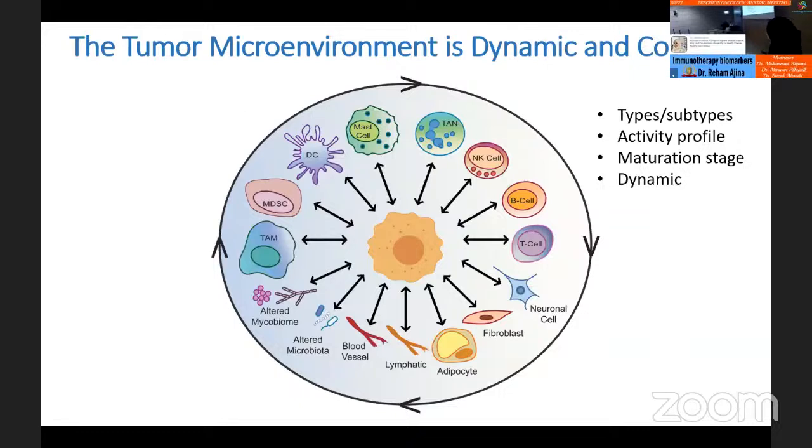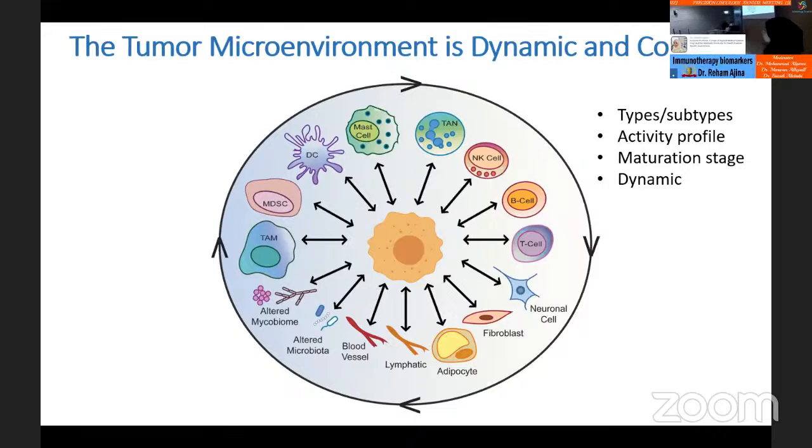We have many immune cells, such as tumor-associated macrophages, MDSCs, dendritic cells, mast cells, tumor-associated neutrophils, NK cells, B cells, and T cells. Each one of these cells has different types and even subtypes, and they can change from one subtype into another. We also have neuronal cells, fibroblasts, adipocytes, lymphatics, blood vessels, altered microbiota, and altered microbiome. We also have the non-cellular components of the tumor microenvironment. What is very important to know is that the maturation stage and activity profile is changing every second.